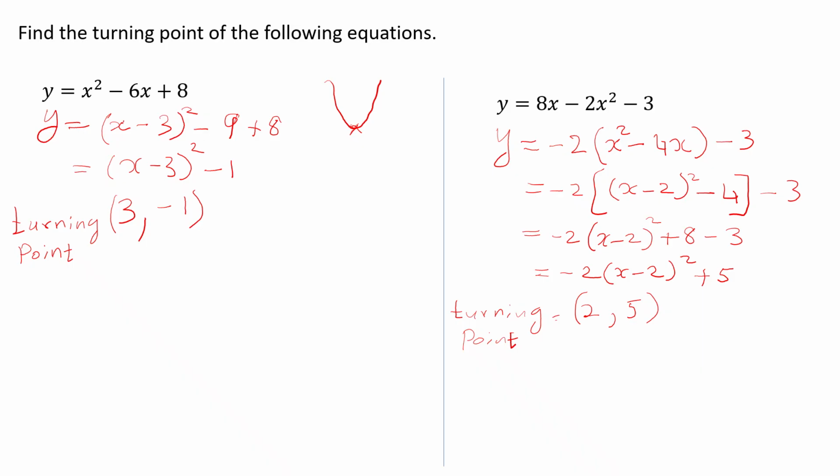In this graph, you can see x squared has a negative coefficient. So the graph is shaped with a maximum point. The turning point is the maximum point.